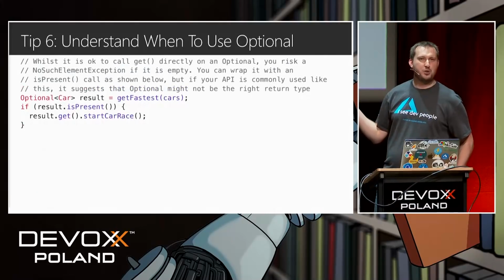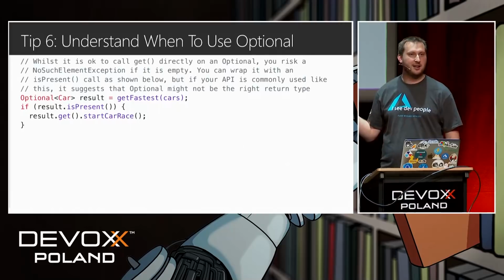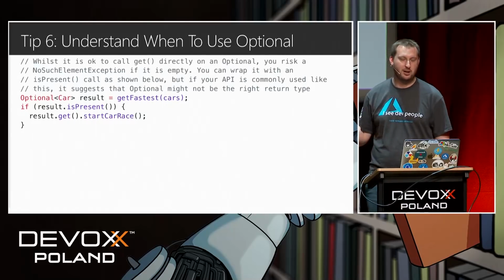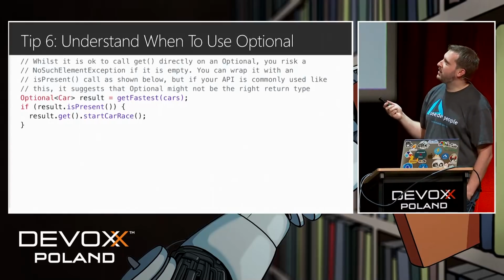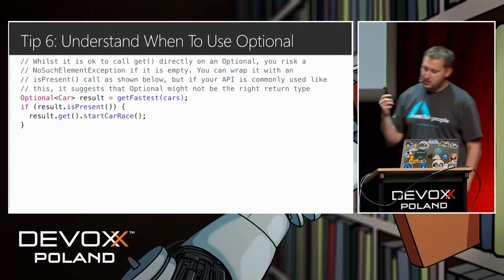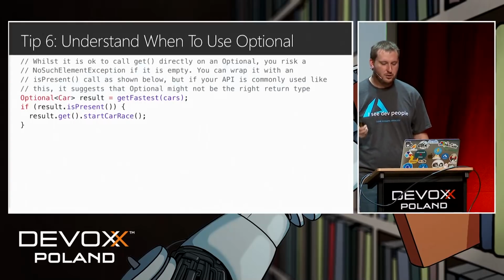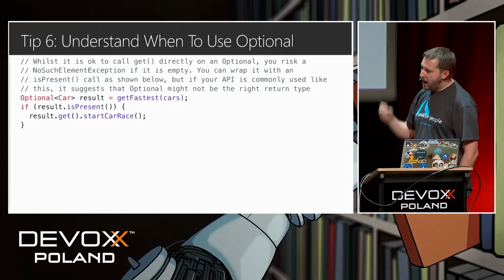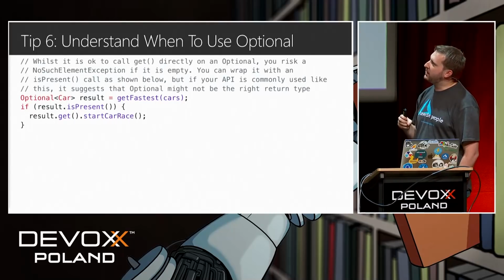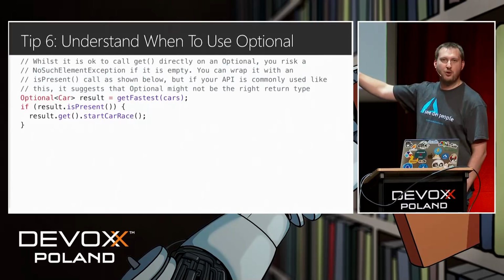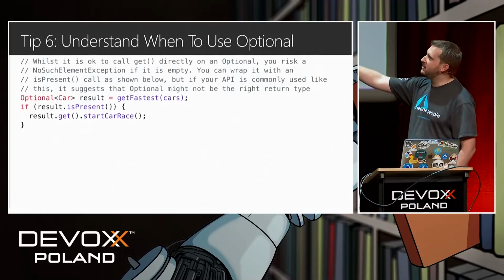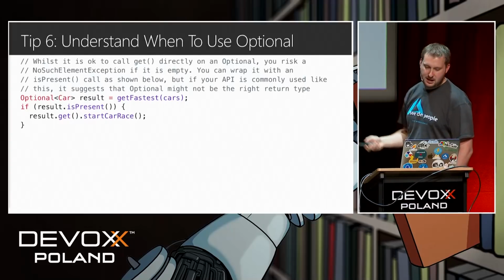How many people have written optional code that basically looks like null checking in disguise? If you're writing this kind of code, you're probably using optional incorrectly, right? To me, this reads like an uglier version of a null check. So when it comes to writing an API, it's good to understand how it's going to be used. And in cases when it's going to be used like this, personally, I would not bother having an optional return type. I would just return null, because you're basically in disguise saying this is exactly the same thing as a null check.